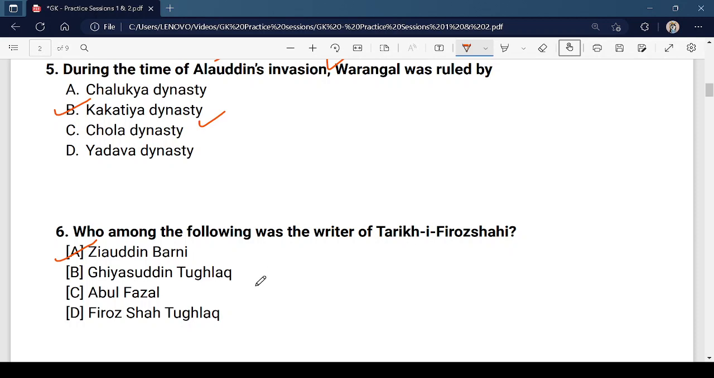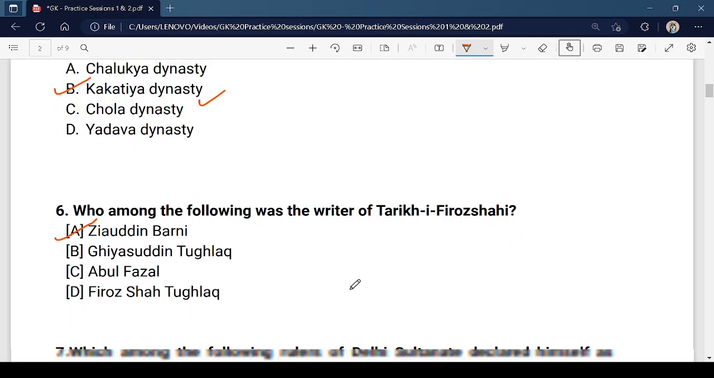When it comes to Ghiyasuddin Tughlaq, as you all know, he is also called Ghazi Malik. He was the founder of the Tughlaq dynasty. And Abul Fazl was the author of the Akbarnama, which mentions the history of Akbar's reign, that is Akbar's rule.